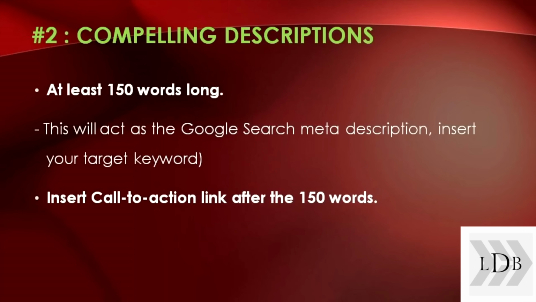Make sure your channel description is at least 150 words long. The reason is because what you write will act as the Google search meta description that will appear on search engine results. This is also where you want to insert your target keyword that will increase relevance and popularity. Another tip is to insert a call to action link after the 150 words. This is where you bring your audience to another level, deeper into what your business has to offer and what you can do to help solve their problem. Provide them solutions, tell them what you have in store for them, and let them know what they can do if they want to engage with your business.